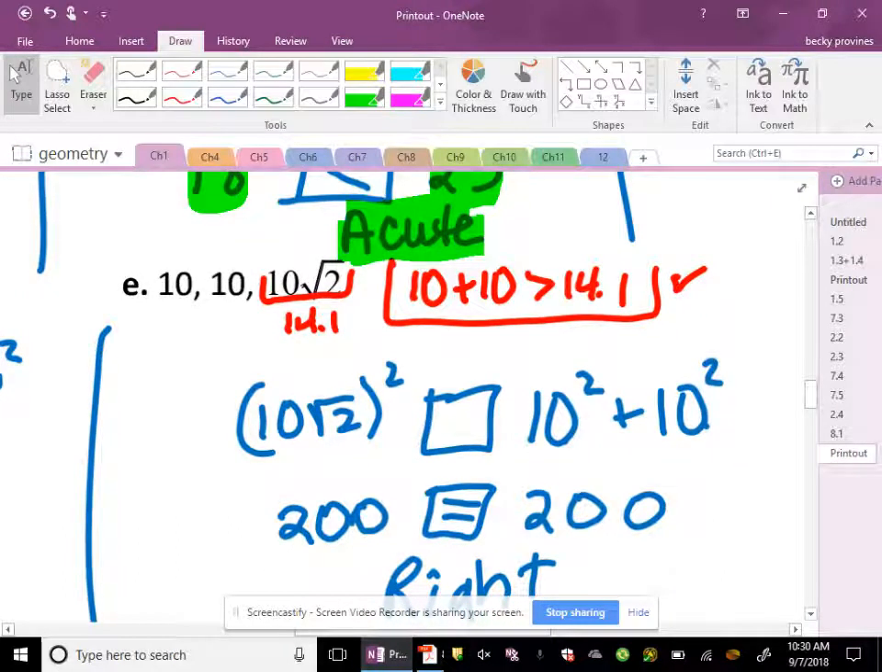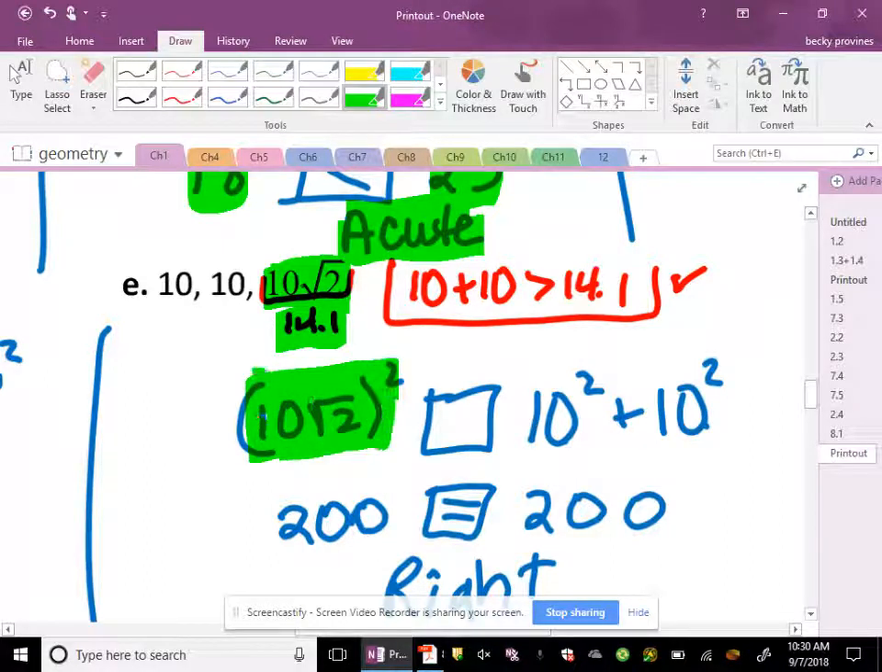Okay, so again, on this one, if you don't know what 10√2 is, type it into your calculator. If it's the yellow one, push the little button above enter. Hopefully you get 14.1. So we know that's the biggest side. So it's my hypotenuse side. I'm going to put it over here by itself. The two legs I put over here by itself and square them.